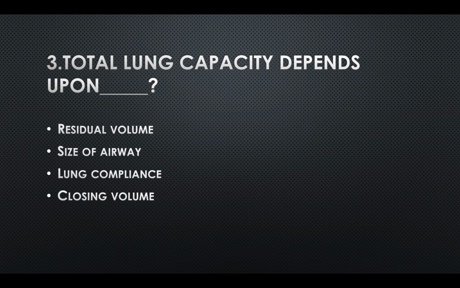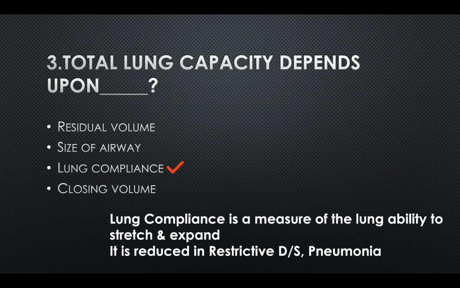Total lung capacity depends upon: option A residual volume, option B size of airway, option C lung compliance, option D closing volume. Answer: option C lung compliance. Lung compliance is a measure of the lung's ability to stretch and expand. It is reduced in restrictive disease and pneumonia.